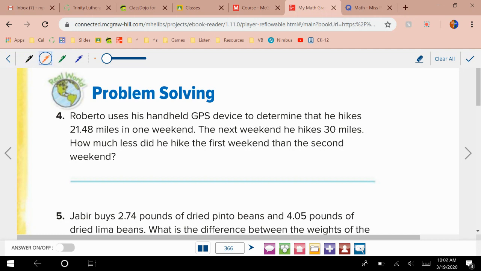All right, so it says Roberto uses his handheld GPS device to determine that he hikes 21.48 miles in one weekend. The next weekend, he hikes 30 miles. How much less did he hike the first weekend than the second weekend?